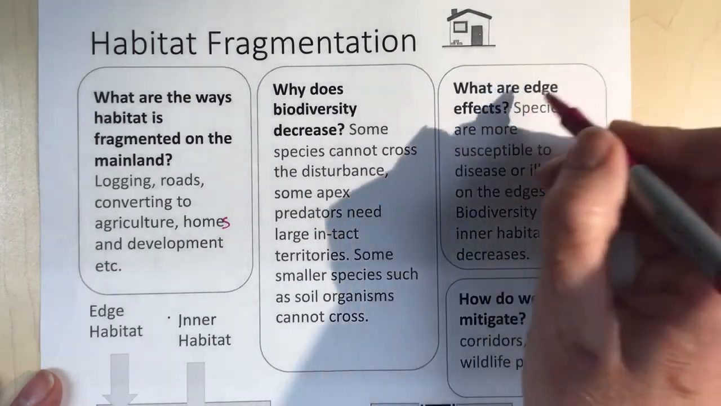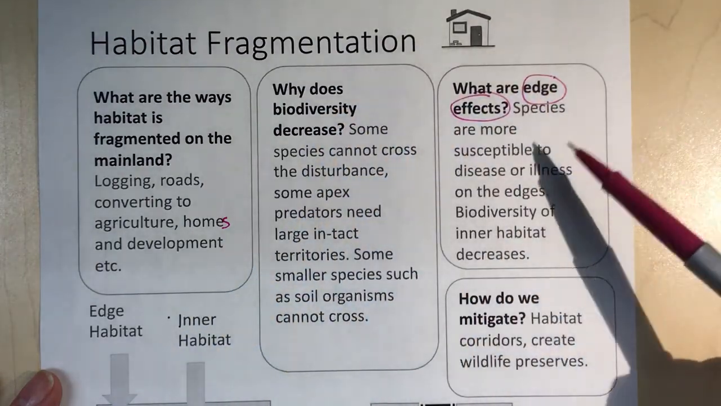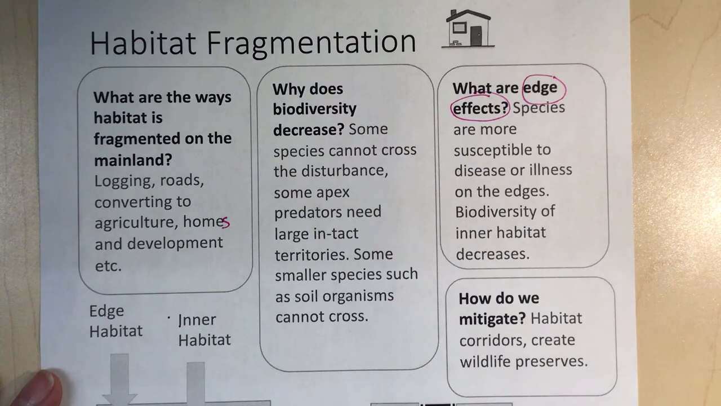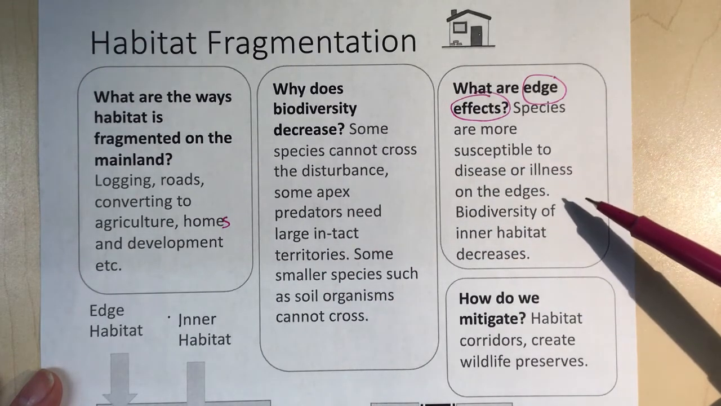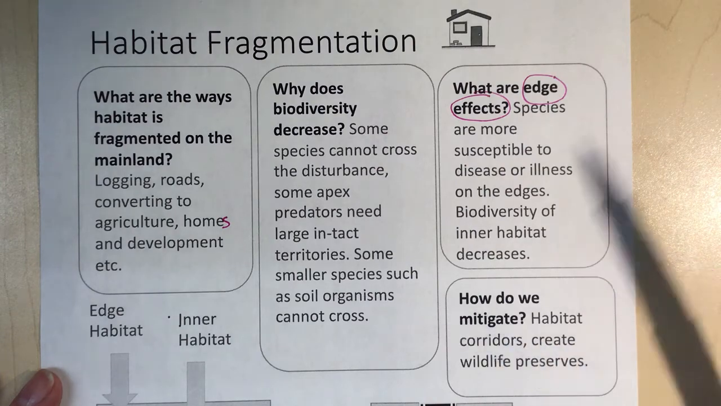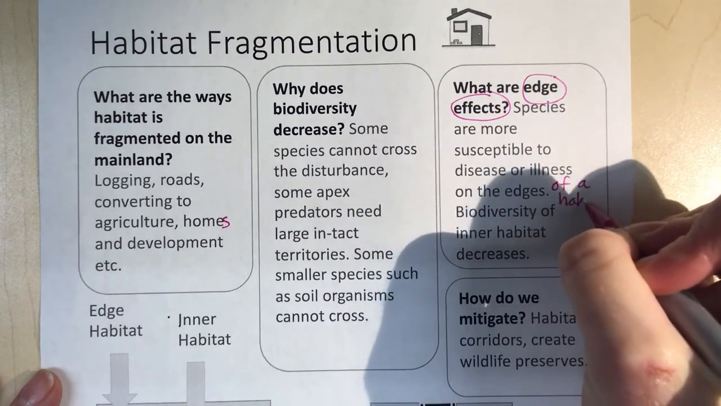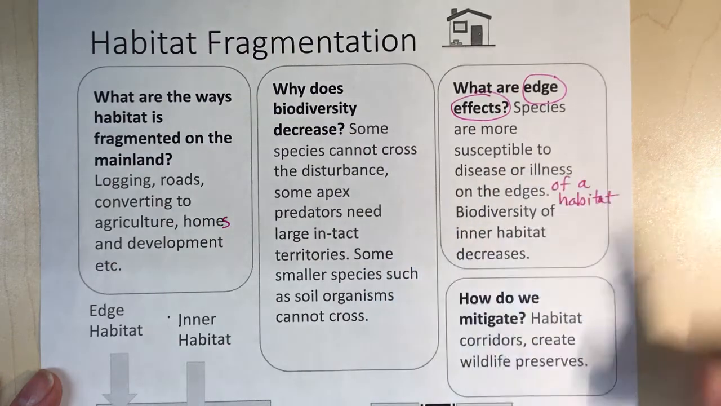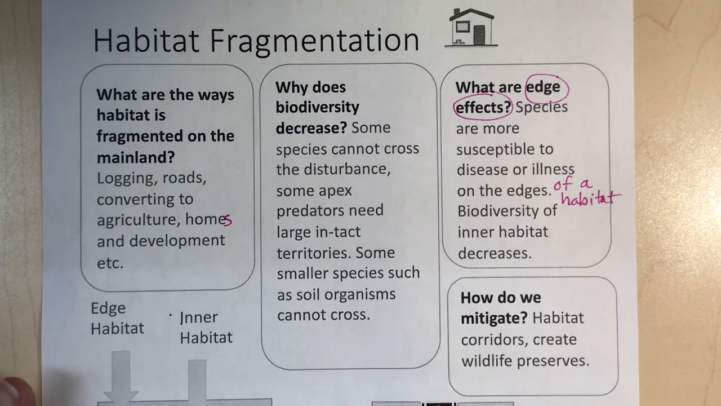There's another term you have to know, edge effects. And this is a term that, again, you have to know for your exams. Species are more susceptible to disease or illness on the edges of a habitat. And so overall, the biodiversity of the inner habitat will decrease as a result.